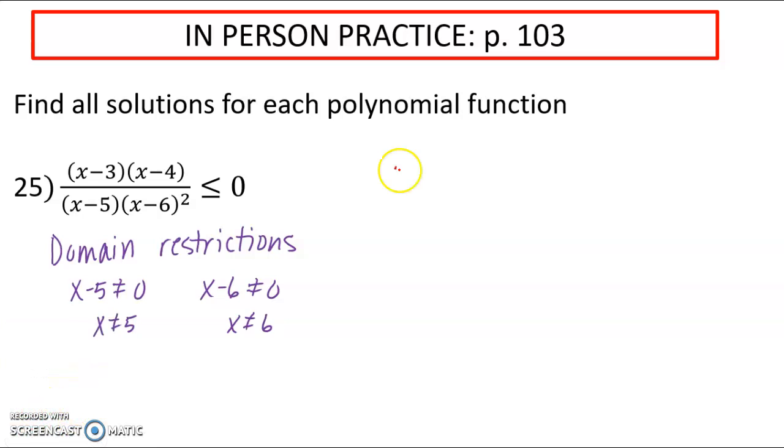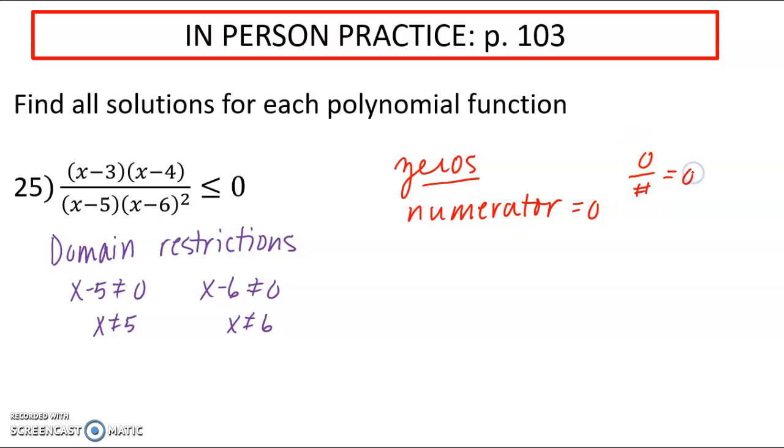Next, we determined our zeros. Your zeros come from when your numerator is equal to 0, right? Because 0 divided by any number is 0. So again, in factored form, we like factored form because it takes out a lot of the work for us. So our zeros are 3 and 4, our restrictions are 5 and 6.